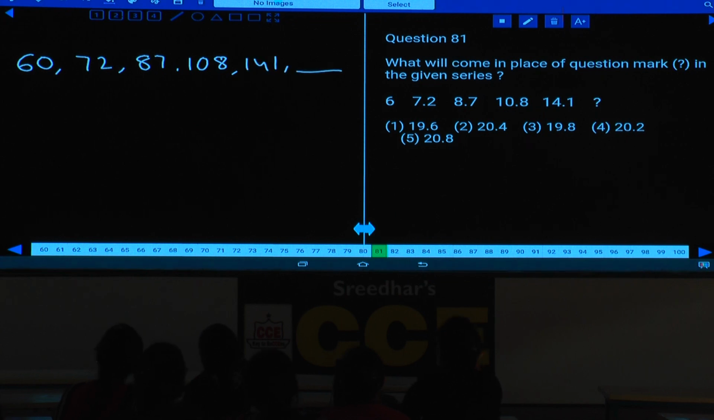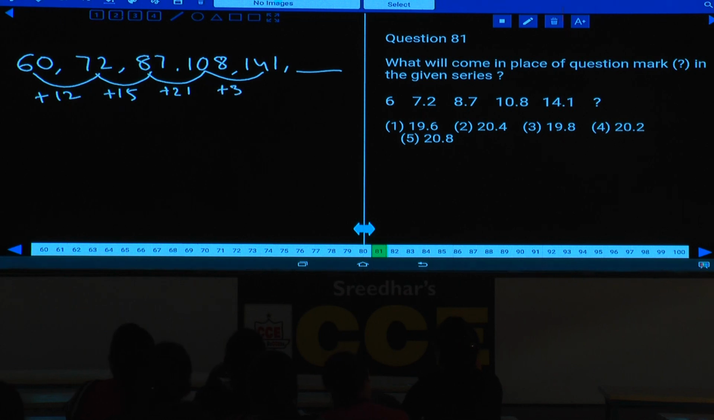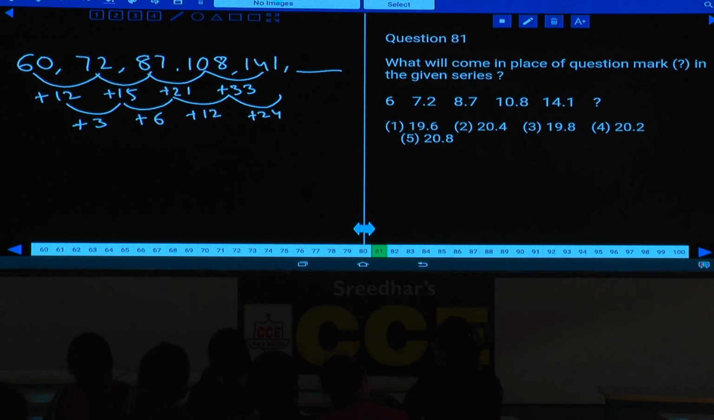Then tell me the next. 60 and 72, what is the difference? 12. 72 and 87, the difference is 15. 87 and 108, the difference is 21, isn't it? The next difference: 108 and 141, 33. Then 12 and 15, what is the difference of difference? Plus 3. 15 and 21, the difference is 6. 21 and 33, the difference is 12. So 3, 6, 12: 3 into 2 is 6, 6 into 2 is 12, 12 into 2 is 24, which should be added to 33. 33 plus 24 is 57.